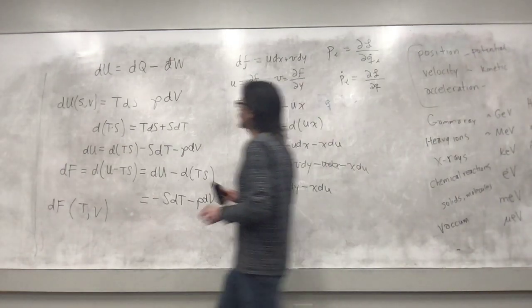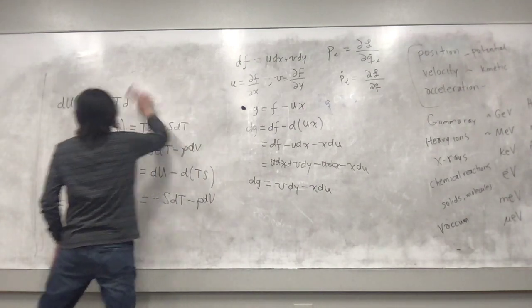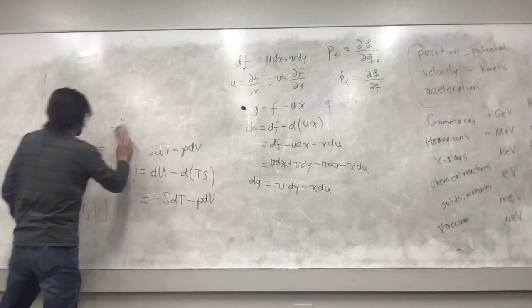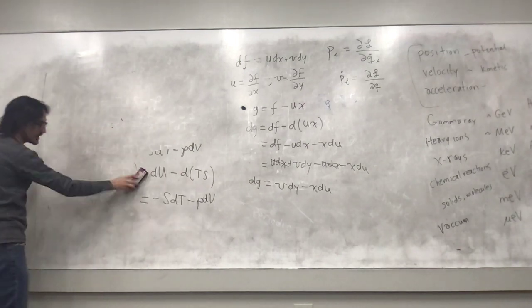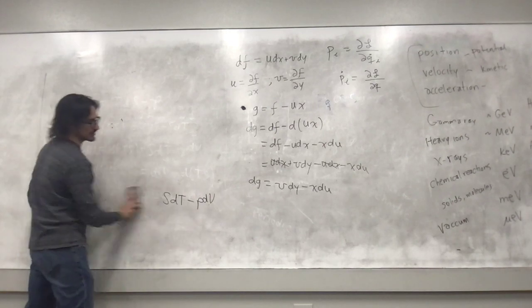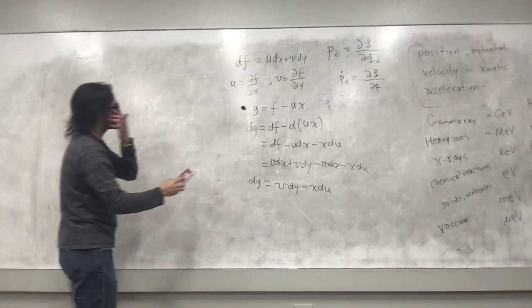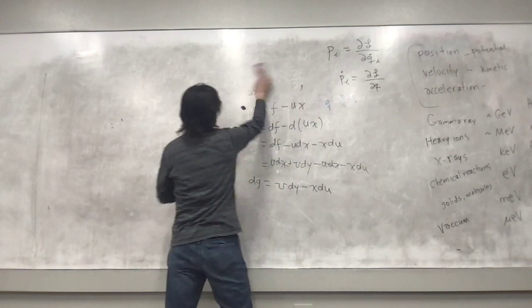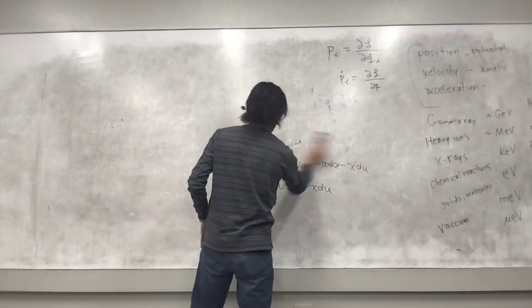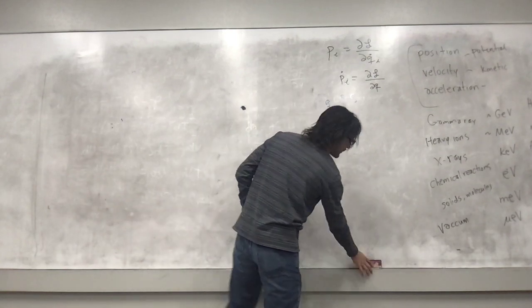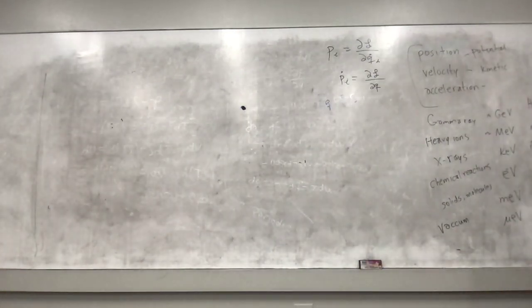A while back, we actually derived the Hamiltonian, but we used small h rather than big H. Why did we do that? You remember? We looked at it, analyzed it, and figured out that for the cases we were looking at, it was identical to the total energy.